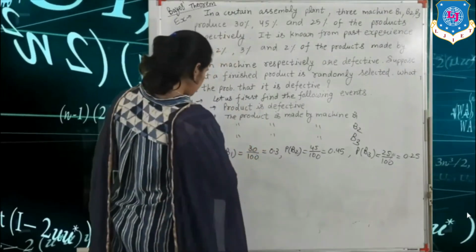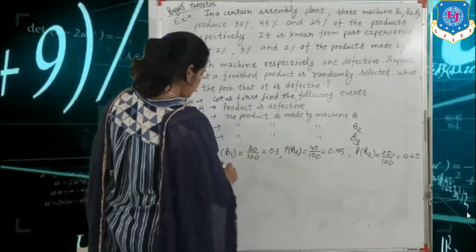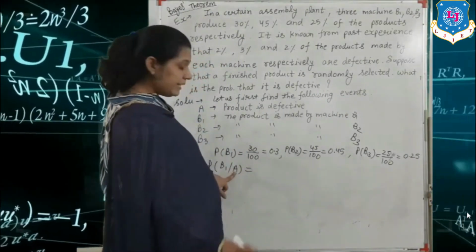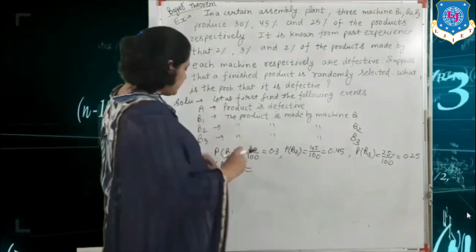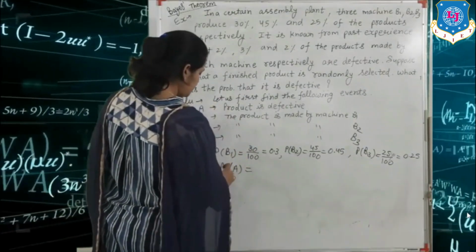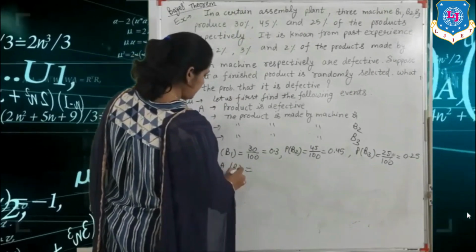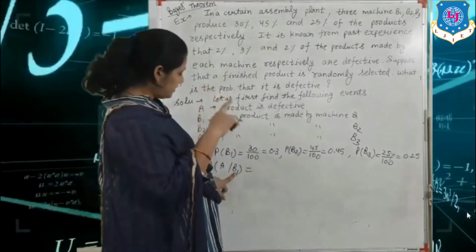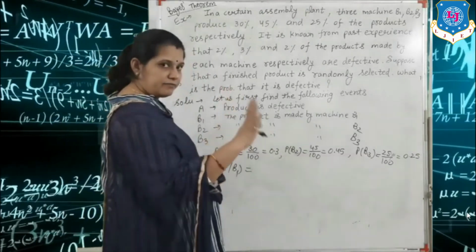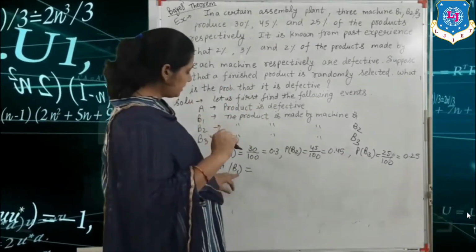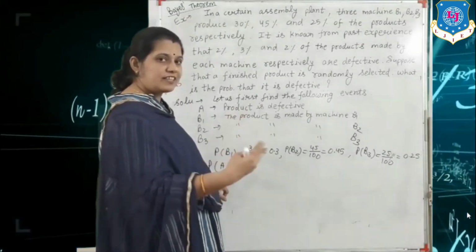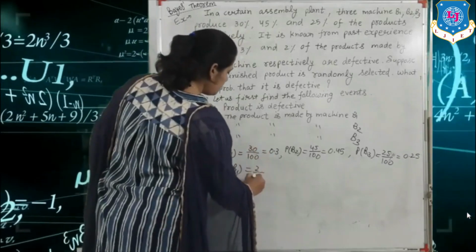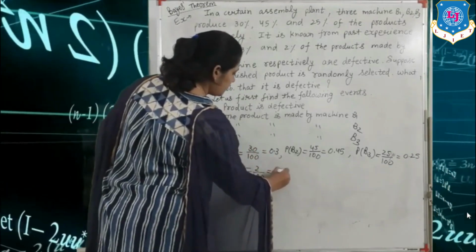That means first we find the probability of A given B1. Here A is the defective product, so we write A slash B1. The B1 machine produces 30% of the products, and after that we find the defective product. So A slash B1 means first the production, after that the defective. A slash B1 is equal to 2%, so 2 by 100, that means 0.02.